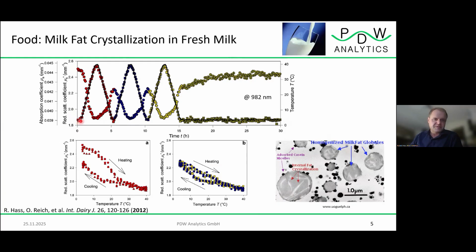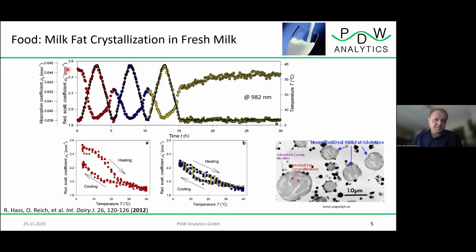So the squares are the absorption coefficients. And at that measurement wavelength, they scale exactly with temperature because that's the water absorption band, which is measured here. And this is in relation with temperature. And at the same time, but with a completely different trend, is the scattering. So scattering sees some inflection points as a function of time, and it goes down and up again during temperature processing.